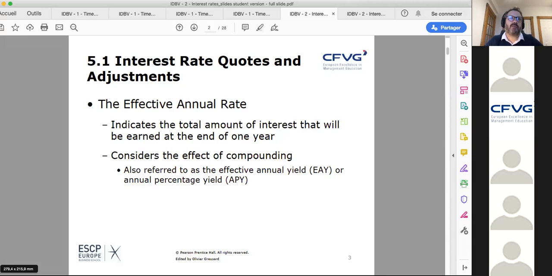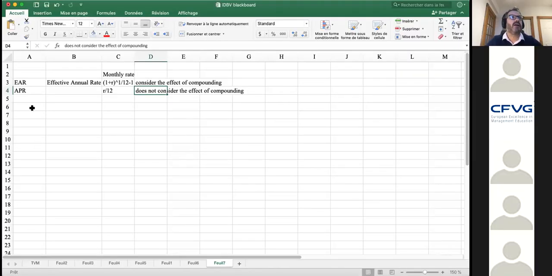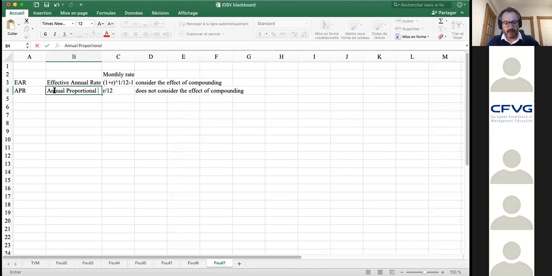So the first part is about calculation. And so what we're gonna do firstly is we're gonna try to find a way to calculate monthly rate or semi-annual rate or quarterly rate out of an annual rate. And to do so, we have two types of rates, okay? I'm gonna try to switch to my Excel file very quickly to see if it's feasible. So we have two types of rate. We have the effective annual rate and annual proportional rate, okay?